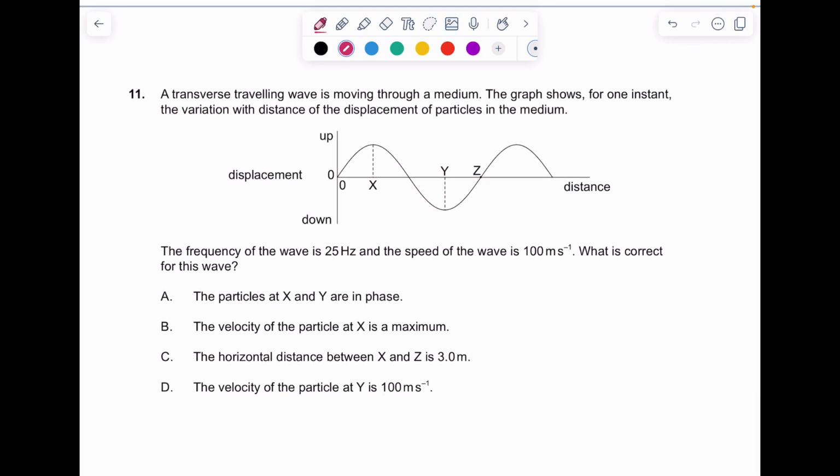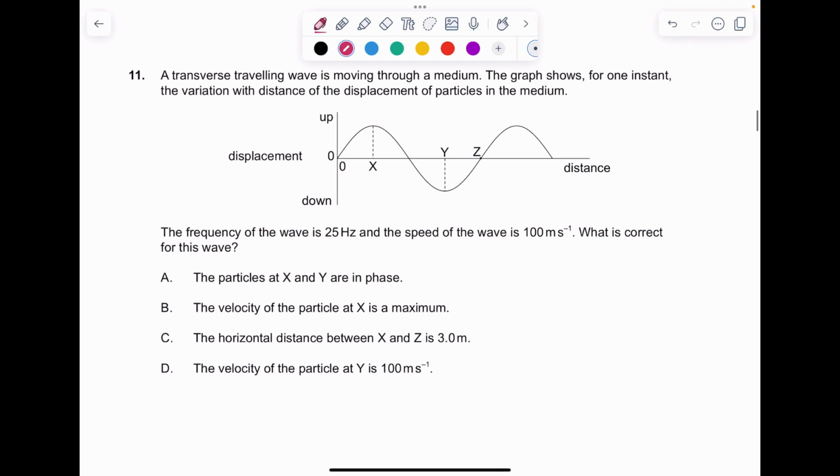Transverse wave. So we've got a displacement distance graph. We've got frequency is 25, speed is 100. What is correct for this wave? So the particles at x and y are in phase. No, they are not. One's at maximum positive displacement, one's at maximum negative displacement. They are not at the same point in their oscillation.